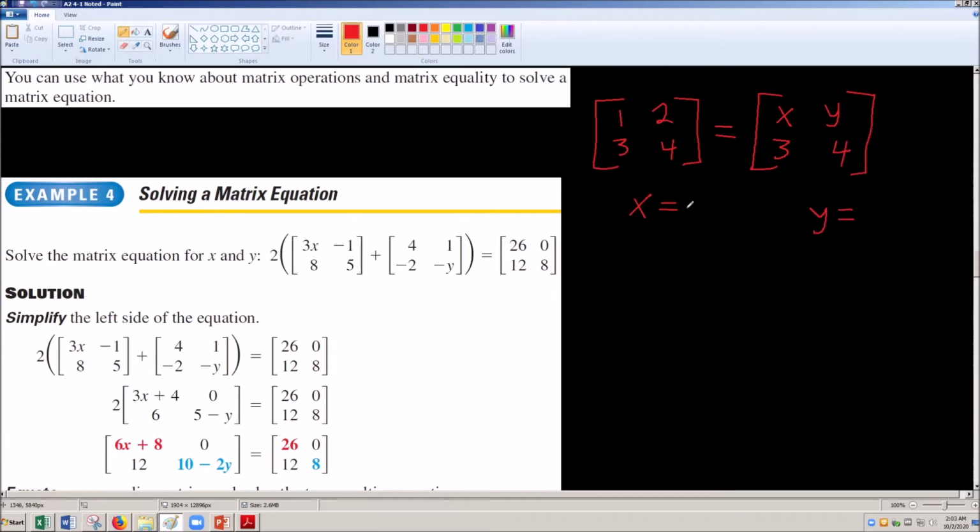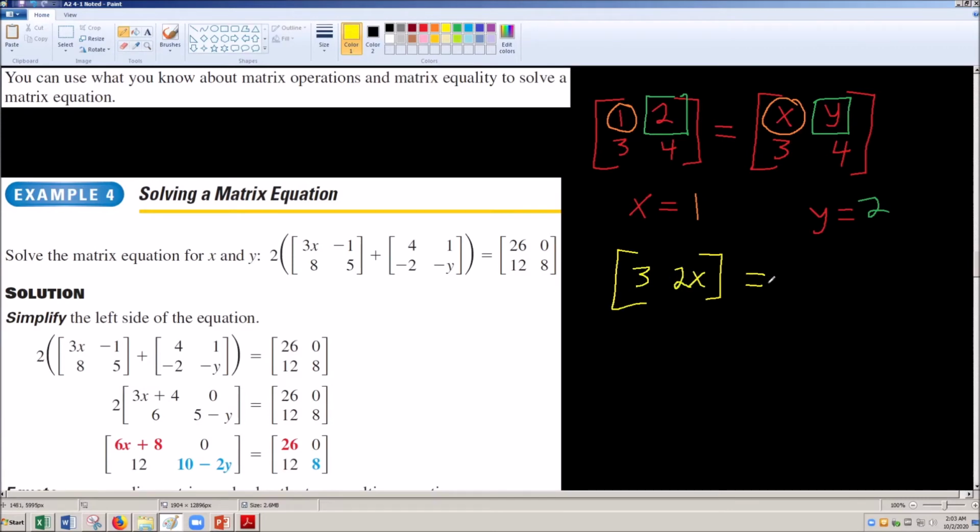Well, in this problem here, it's about as easy as it gets. The first row, first column matches exactly right here, so that's nice. X equals 1. And then we have our first row, second column matches up with our Y. Y value is 2. Slightly more interesting would be if we saw something like this. Let's do 3 and 2x equals 3 and 10.